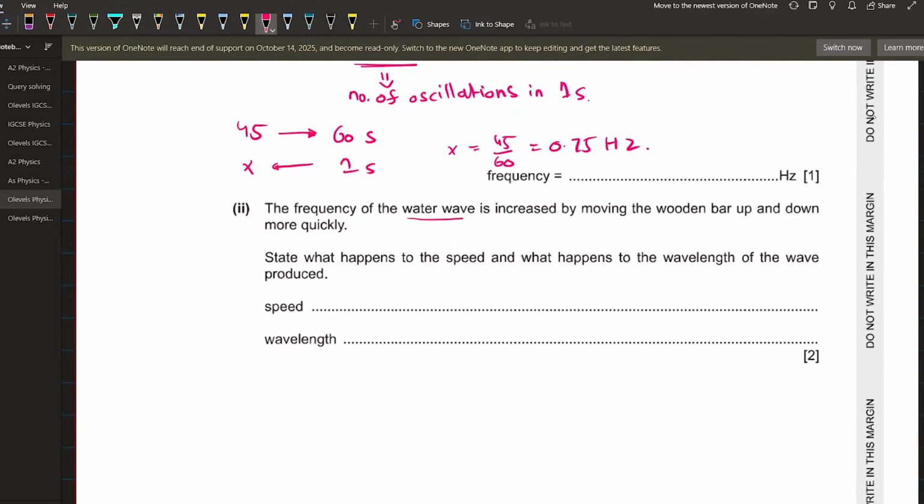The frequency of the water wave is increased by moving a wooden bar up and down more quickly. Suggest what happens to the speed and what happens to the wavelength of the waves produced. बेटा स्पीड क्या रहेगी? Constant. स्पीड constant या फिर same रहेगी. What will happen to wavelength?